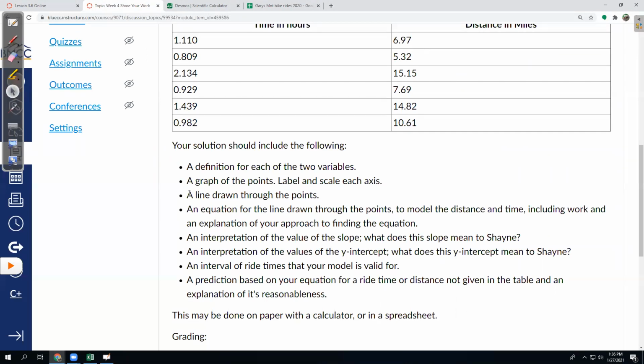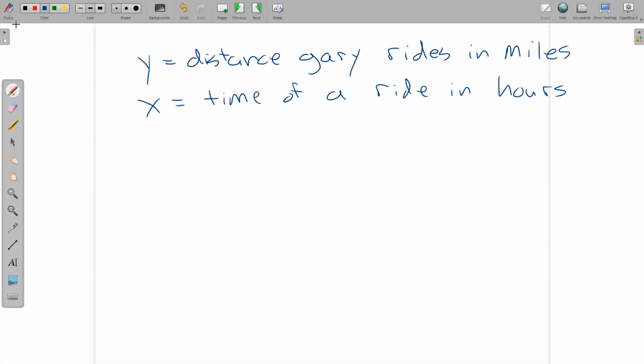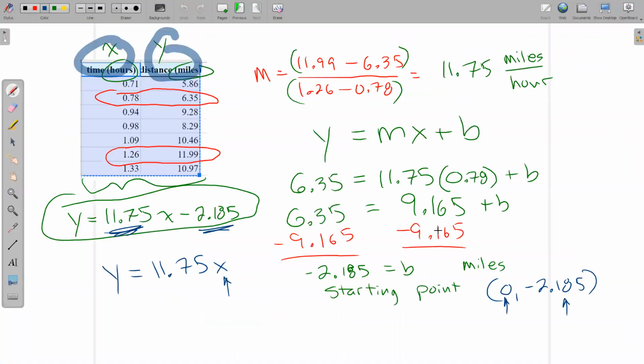I did it on the computer, but that was kind of a hack. I didn't really like it, but it works. I got my equation, and my explanation is my work, really. I mean, this explains how I got the equation right there. So that's pretty straightforward.